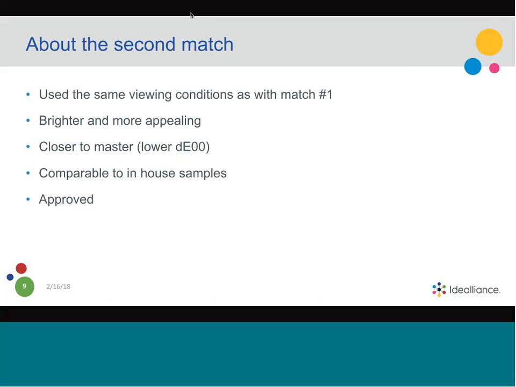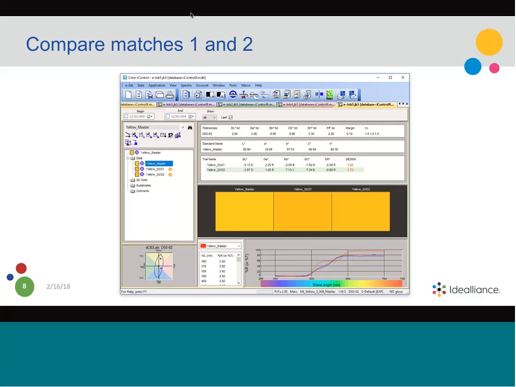So finally, we started making sense. We were using the same viewing conditions that we did with match number 1. The standard was brighter and more appealing for number 2, based on the brighter media. It was closer to the master, lower delta E. The first standard, from the master that we defined, was a delta E 2000. I recommend delta E 2000 for this. It was a delta E of 3.82, which I'm not pointing any fingers at. This is just a feasibility issue.